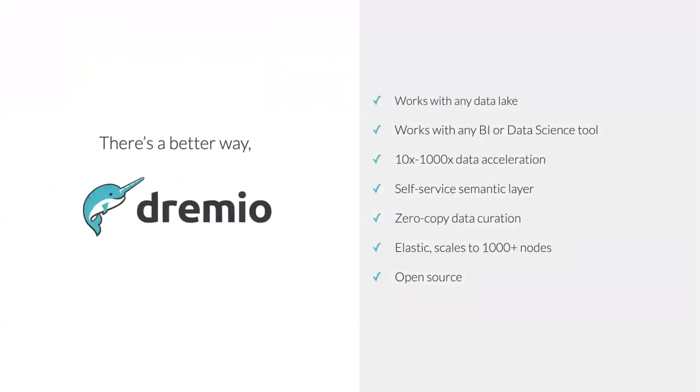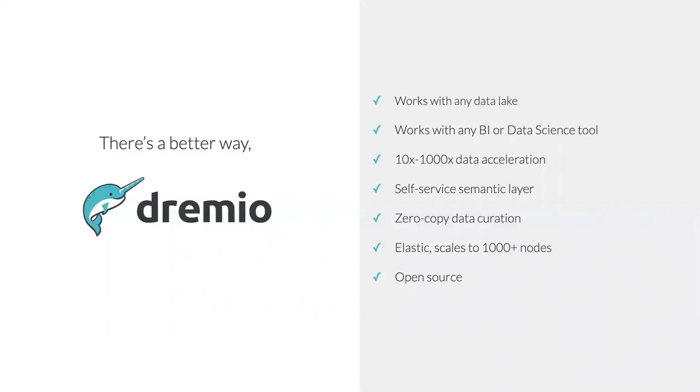So there is a better way. That's why we built this company and product, Dremio. It's designed to work with any data lake, any BI or data science tool, and it can provide 10x to 1000x data acceleration. Dremio is considered a self-service semantic layer, and this is based on zero-copy data curation.